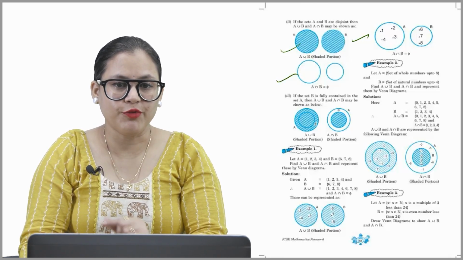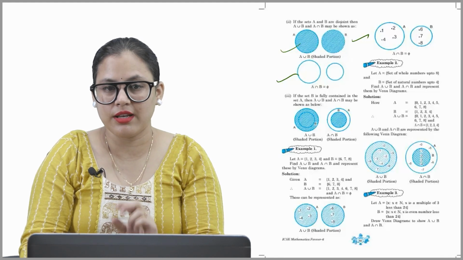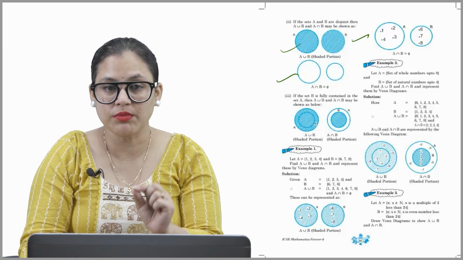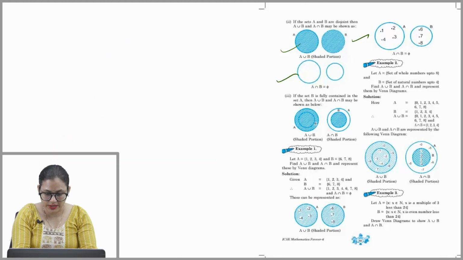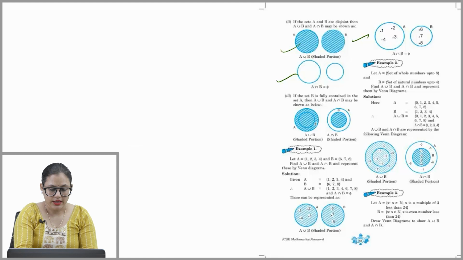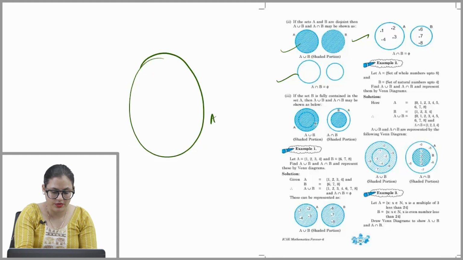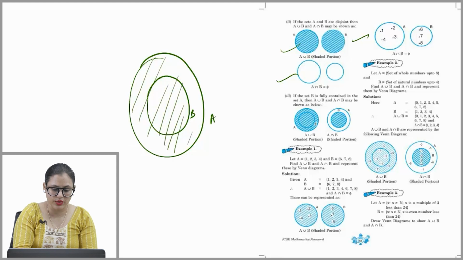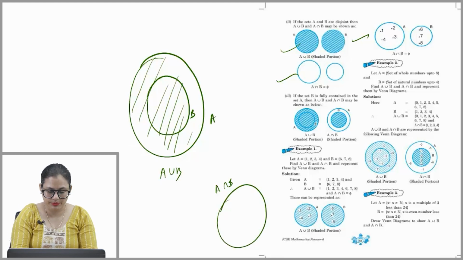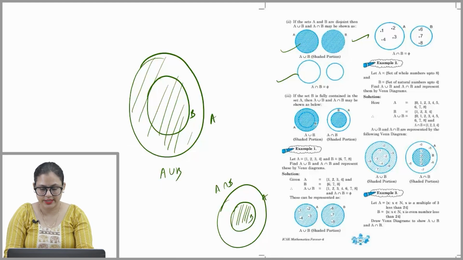Third, if the set B is fully contained in the set A, then A union B and A intersection B may be shown like this. See, what is written? If set B is fully contained in the set A, this is set A and set B is fully contained in it, okay, right. So this is A union B, and what about A intersection B? See, this is A and B is fully contained in A. This is A, this is B, okay. So this is A intersection B, right.